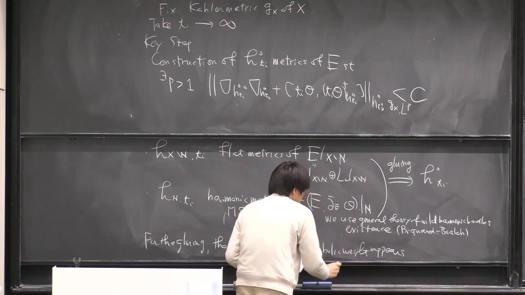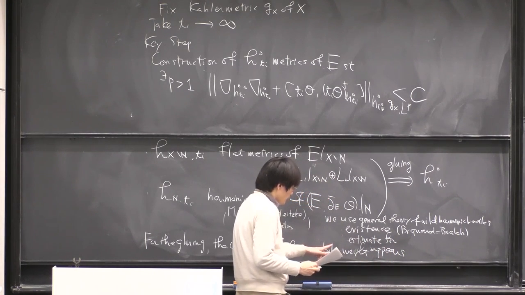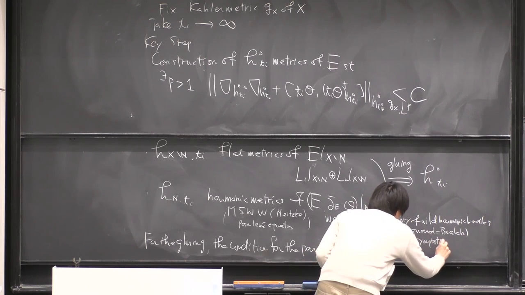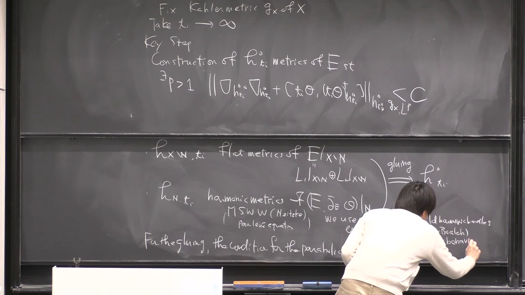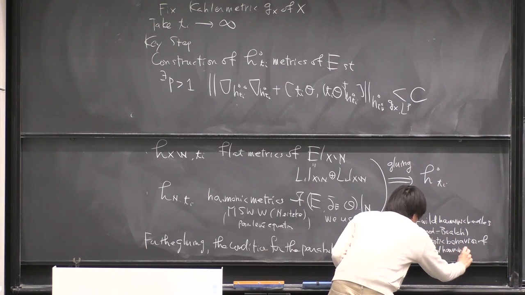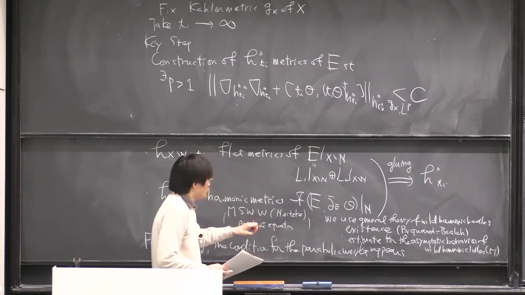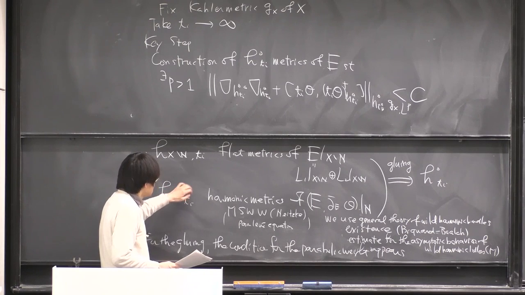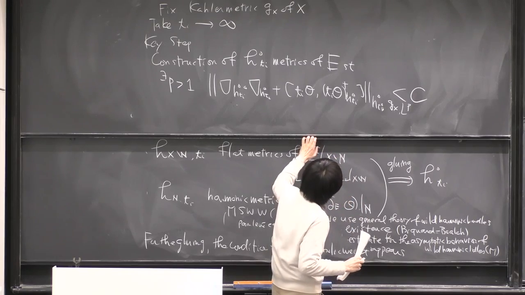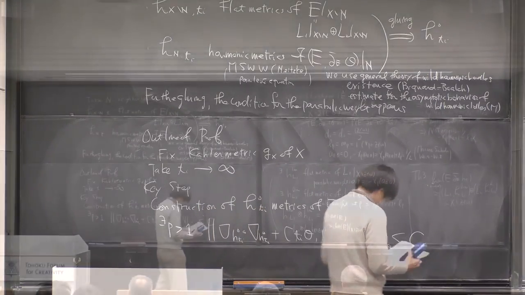And we also have some estimate for the asymptotic behavior of wild harmonic bundles. In my study, by using this general theory of wild harmonic bundles, we can construct some nice harmonic metric, and we use it in the proof. I have a few minutes, so let me explain something more.